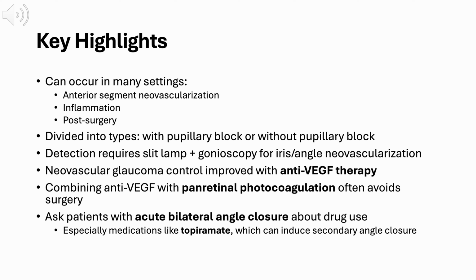Here is a quick snapshot of what we'll be going over today. Secondary angle closure can arise in many different settings, such as neovascularization of the anterior segment, inflammation, or after surgery. It can be divided into cases with pupillary block and those without pupillary block. We'll also cover how to detect these conditions at the slit-lamp, often with the help of gonioscopy.